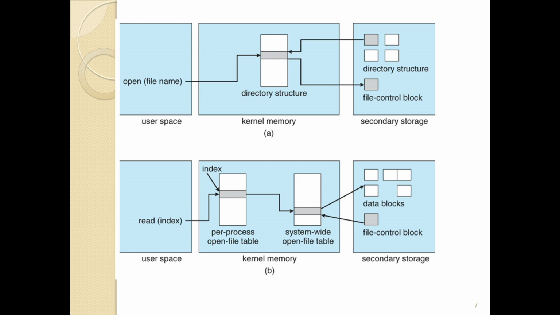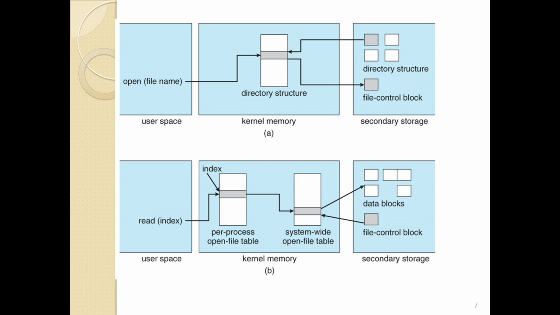An entry is added to the per-process open file table referencing the system-wide table, and an index into the per-process table is returned by the open system call. Unix refers to this index as a file descriptor, and Windows refers to it as a file handle.